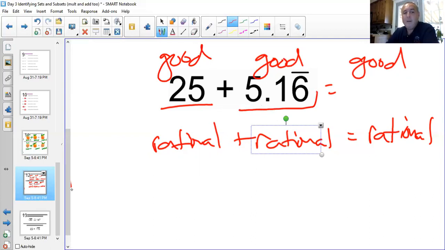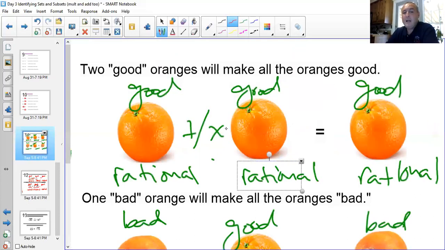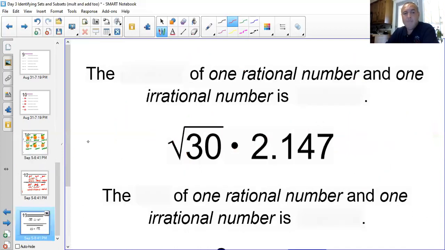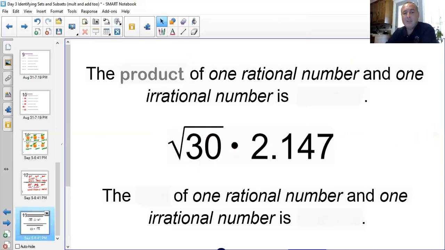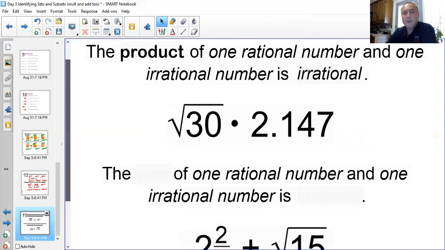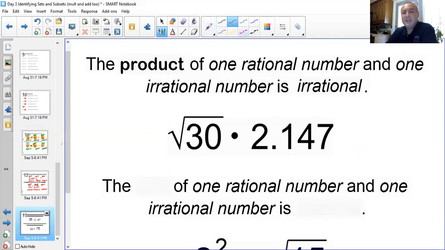Okay? So remember, a good orange plus or times another good orange equals a good orange, which is the same as saying a rational plus or times a rational equals a rational. All right? Now we've got the product of a rational and an irrational. That's going to give you an irrational. When they mix, they're going to give you an irrational number. When you have a rational and irrational times each other, they give you an irrational number.